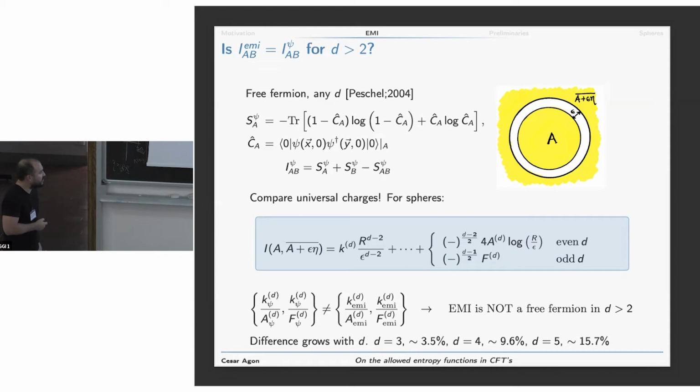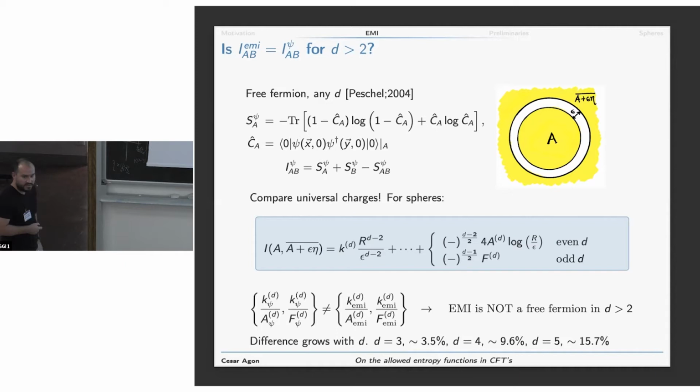Like for example, here, as I said at the beginning, this area law divergence is a universal coefficient that depends only on the CFT, and the A anomaly or the F anomaly of the CFT will also be computed for even dimensions from the coefficient in the log divergence of the log term of the mutual information, and from odd dimensions from the constant piece that you can extract from the mutual information.